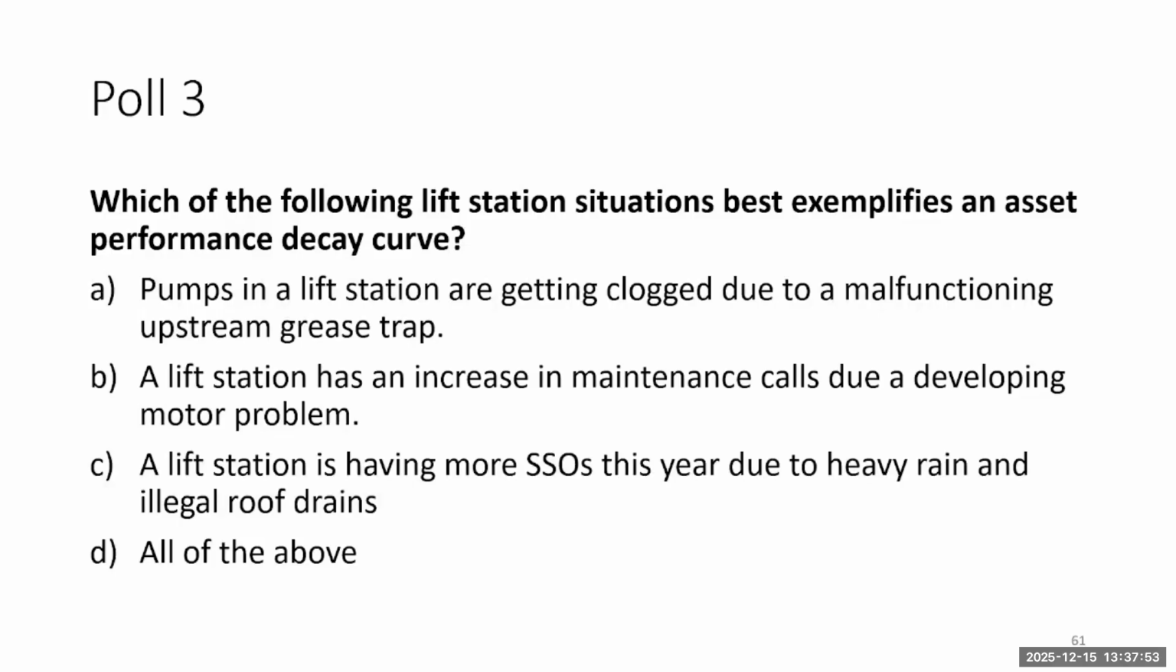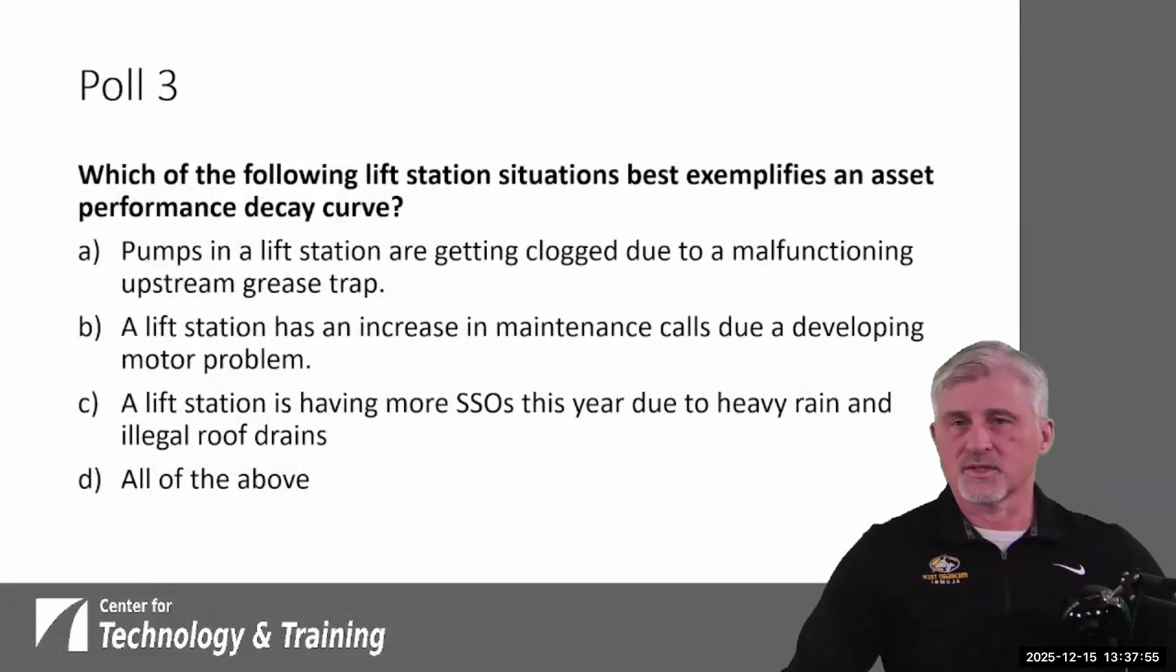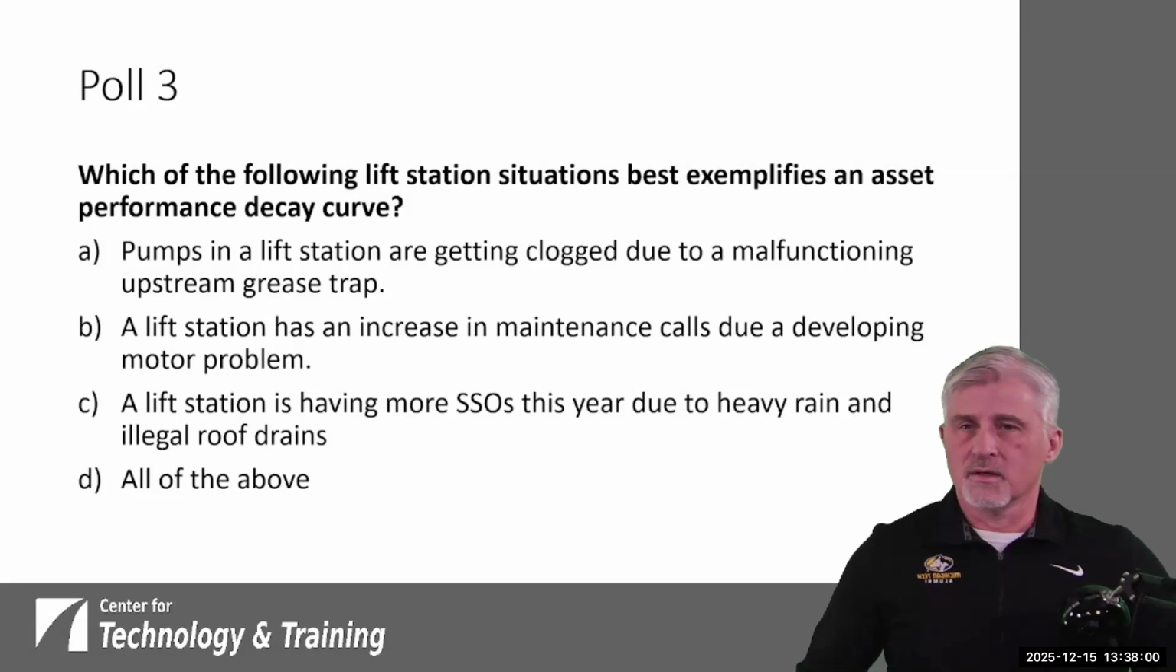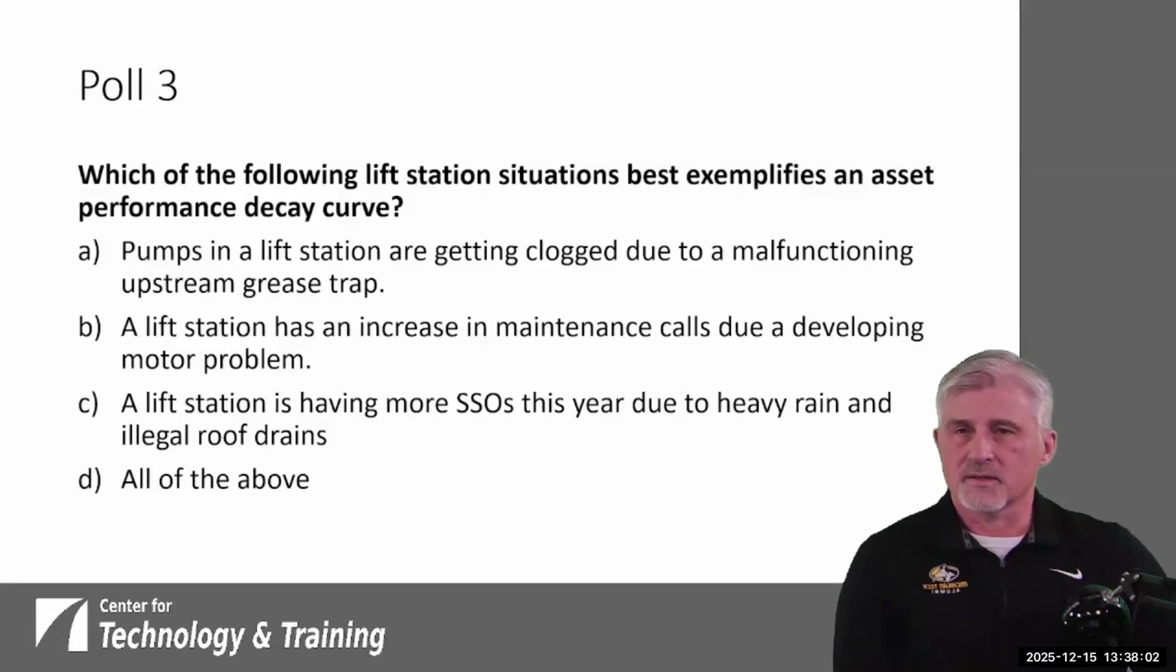Okay, we're at about 75% of the people have responded. I will end the poll and share the results with everybody. So it appears that 64% of the people said that it was B, a lift station has an increase in maintenance calls due to a developing motor problem. 35% said D, all of the above, and 1% said C, a lift station is having more SSOs this year due to heavy rain and illegal roof drains.